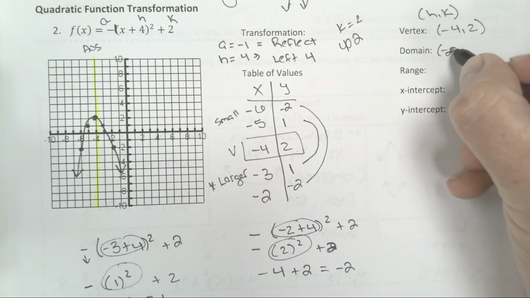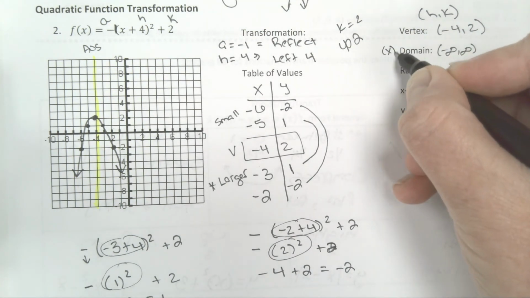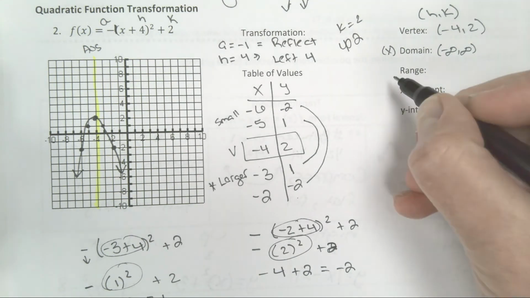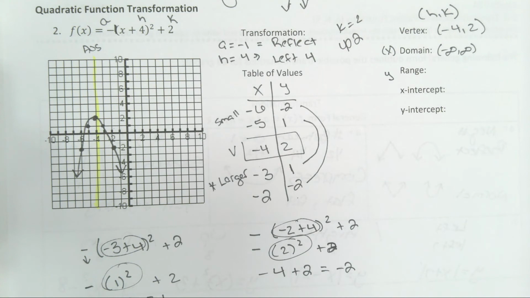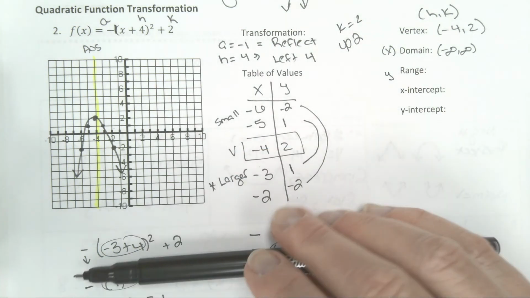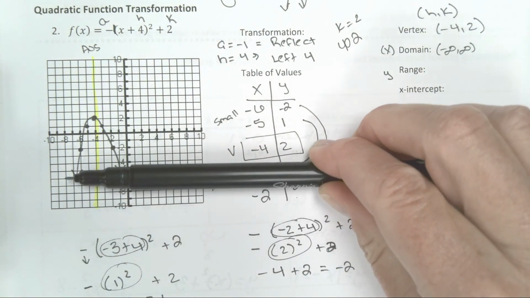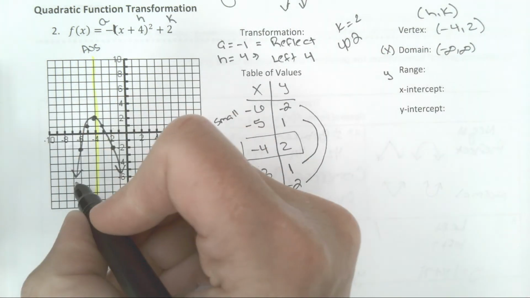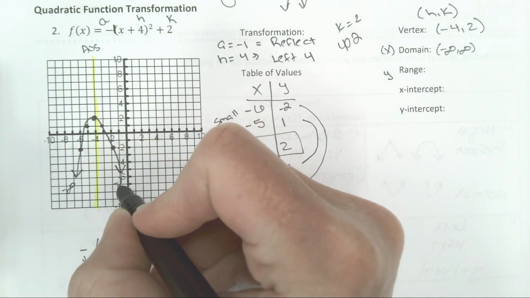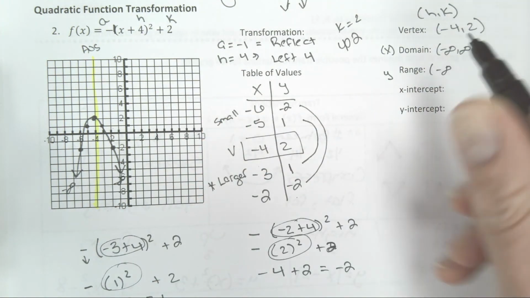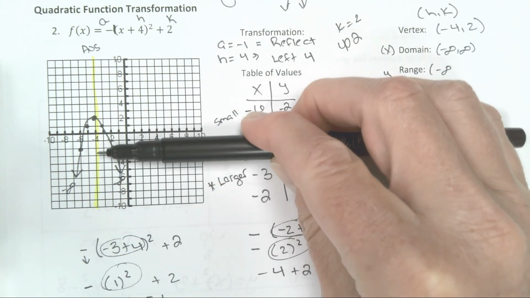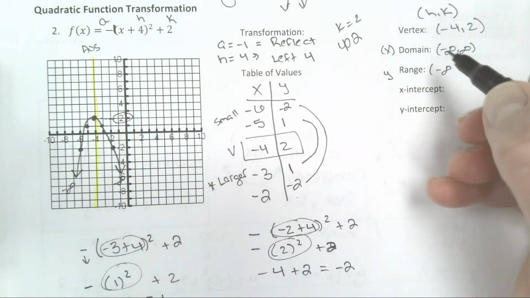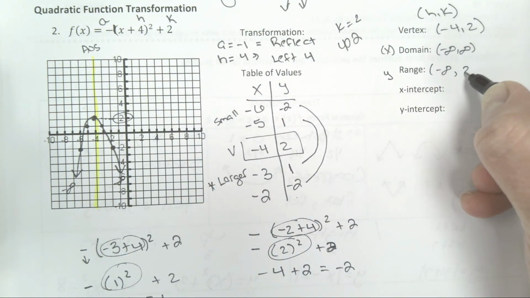Your domain is negative infinity to infinity. That says what x values can I plug in? Anything you want. Your range are your y values. What y values do you get out of it? So we always start with small and go up to the biggest answer. So these arrows down are saying they go down to negative infinity. So since it's opening down, we go from negative infinity up to 2. So you follow that across, negative infinity to 2.